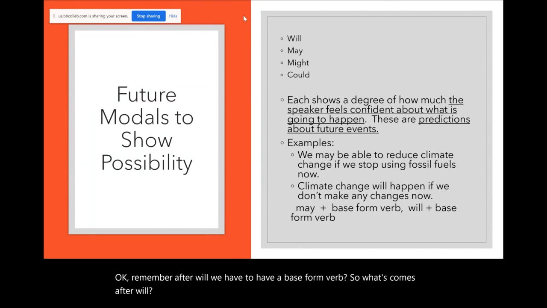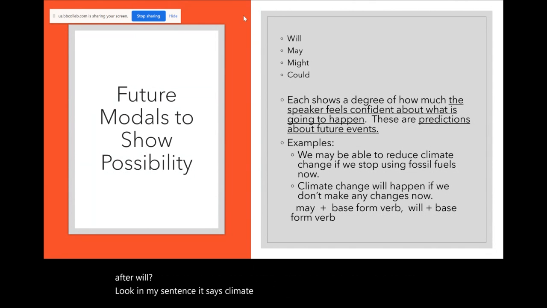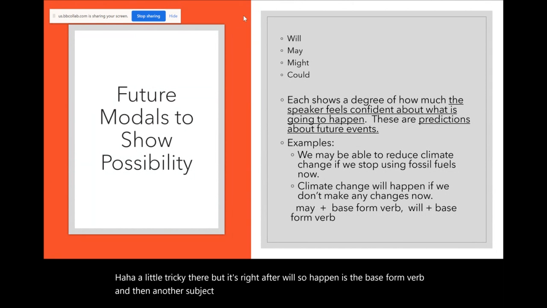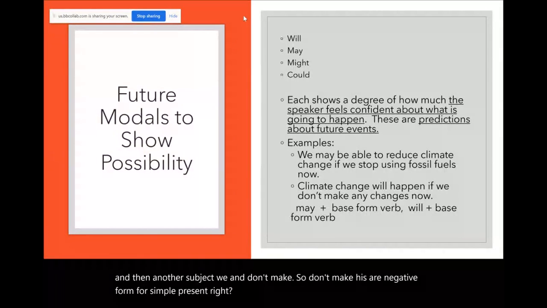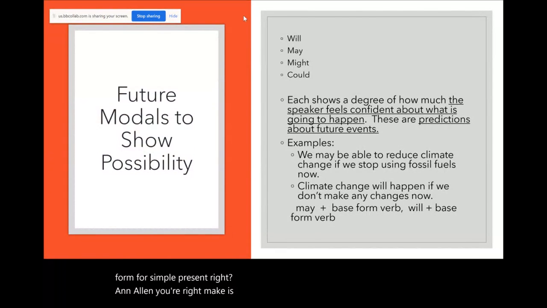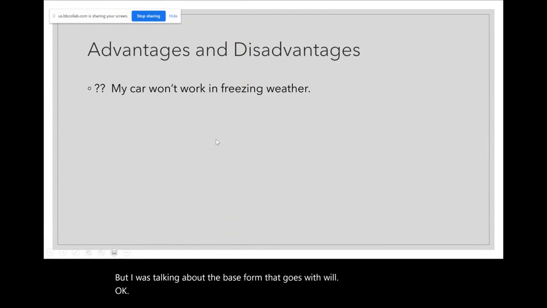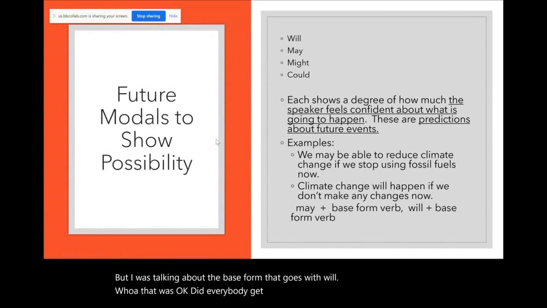Okay, so look in my sentence. It says climate change will happen. Happen is the base form verb. Aha, a little tricky there, huh? But it's right after will. So happen is the base form verb, and then another subject, we, and don't make. So don't make is our negative form for simple present, right? And Alan, actually, you're right. Make is also a base form. But I was talking about the base form that goes with will. Okay. Did everybody get that? Yes.